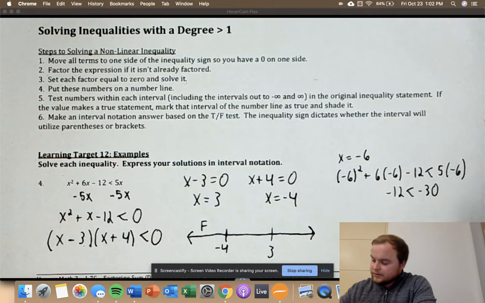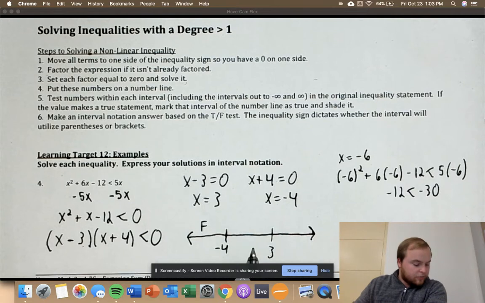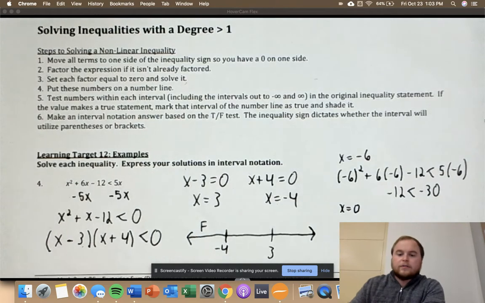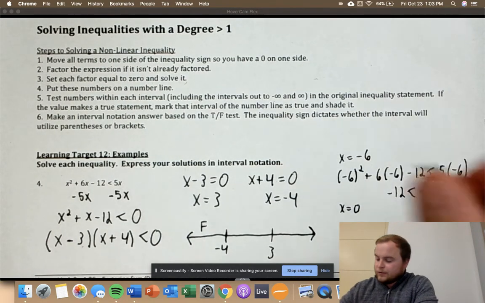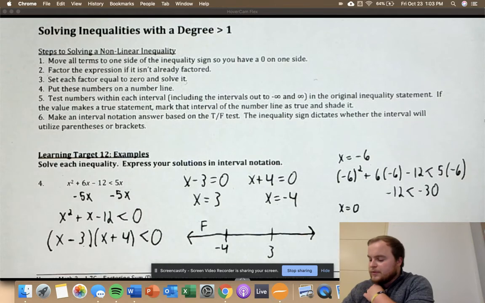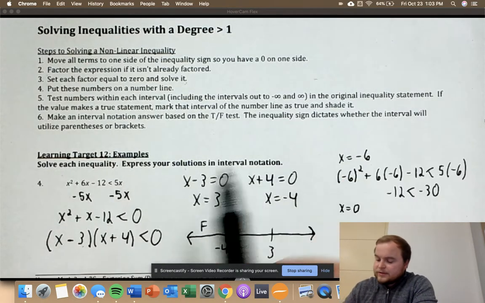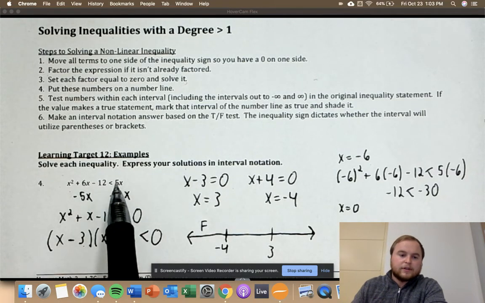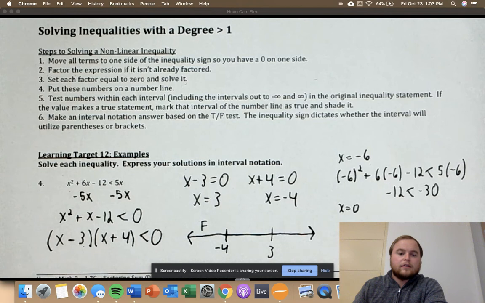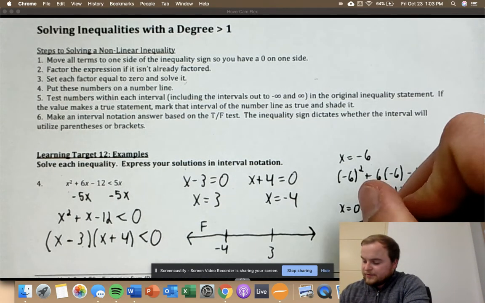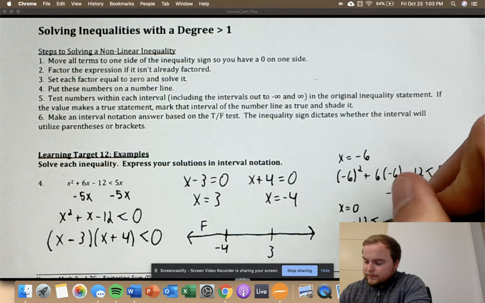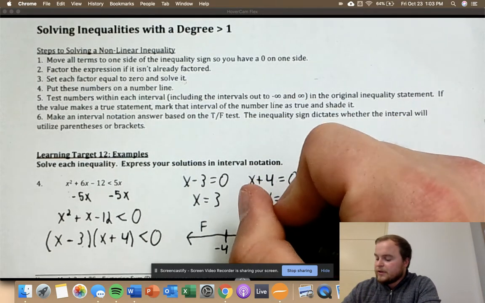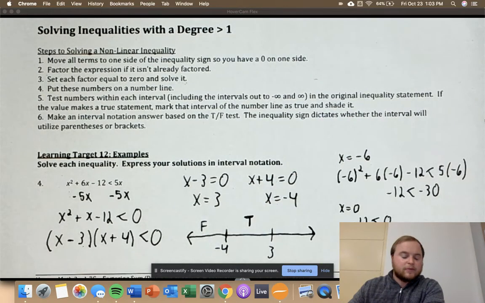Okay, so let's say we pick a number in between them. We could say 0 is between negative 4 and 3, and 0 is really easy to work with. So that would be 0 squared plus 6 times 0 minus 12 is less than 5 times 0, which really just simplifies to negative 12 is less than 0, which is definitely true. So we like the middle part. That is a true statement.